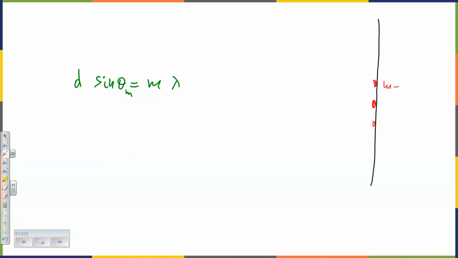I want to address a second question. How many bright spots, fringes, how many maxima would we see? Well, on the screen, we see central, first. Now we know it will be second. Question is, will we see the third or fourth?